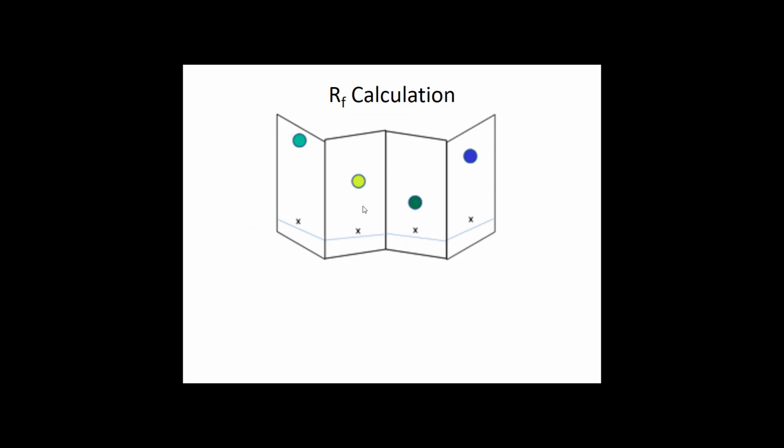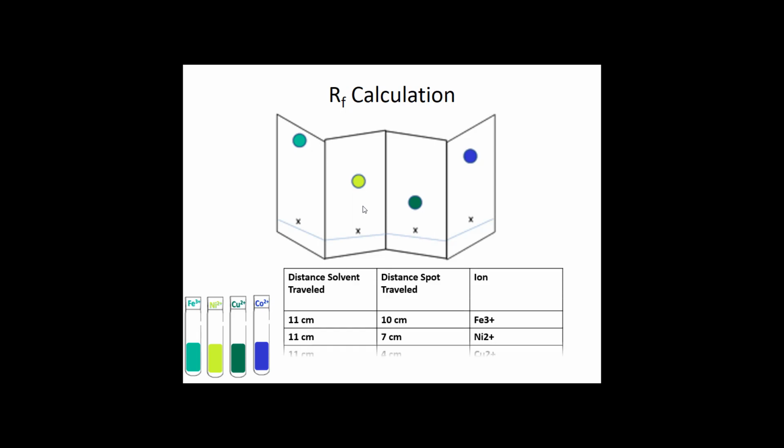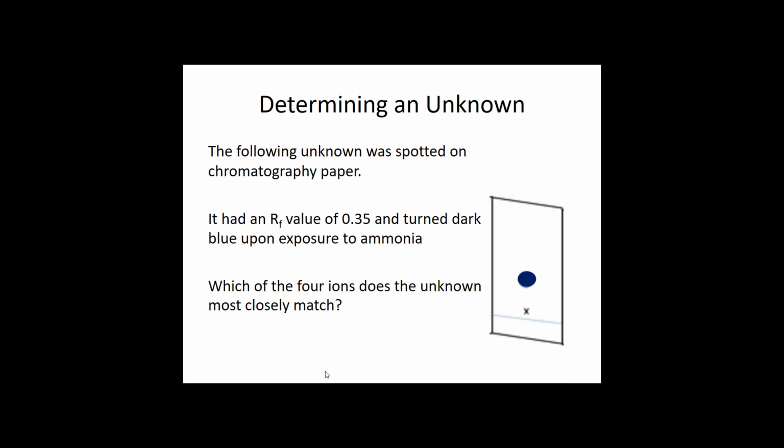So now let's look at our plate again. Here are our compounds again: iron, nickel, copper, and cobalt. They're in that order. And here's a table with the different ions and the distance that they travel and the distance that the solvent travels. So you're going to have to go in and calculate these RF values on the quiz that you'll take after watching this video. Right? Here's an unknown question.